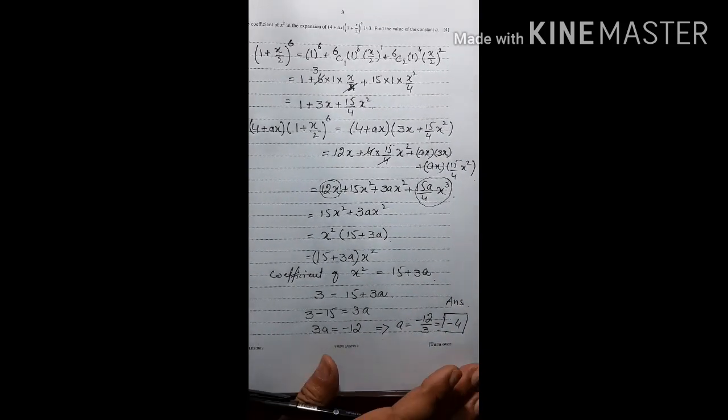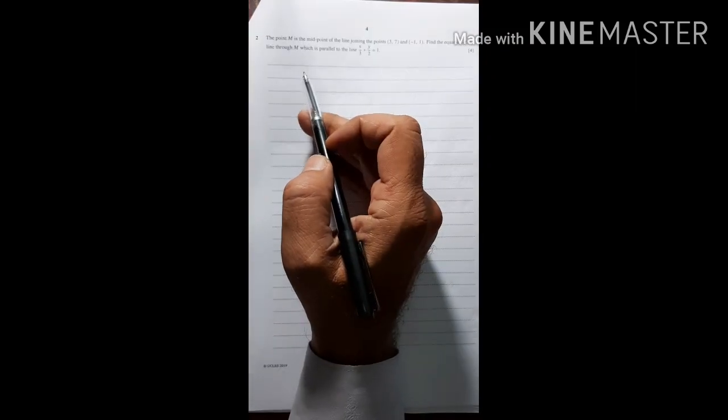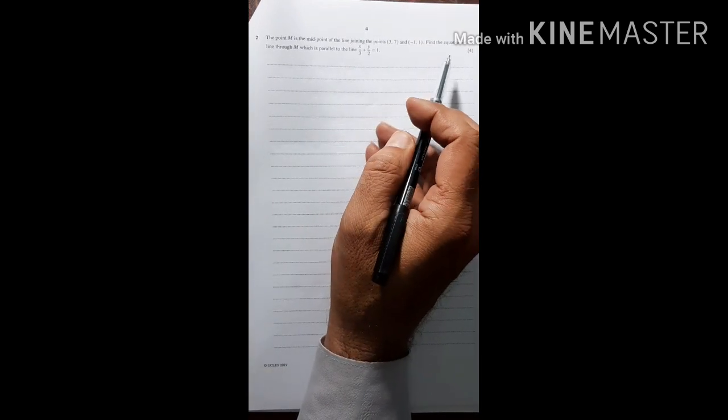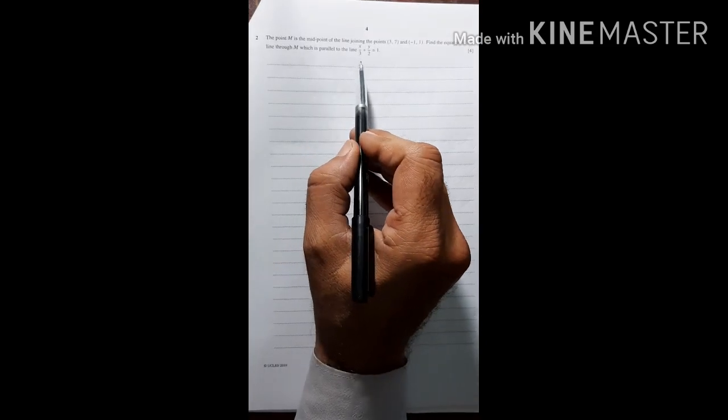Okay, let's move on to question number 2. This question says the point M is the midpoint of the line joining these two points. Find the equation of the line through M which is parallel to the given line.